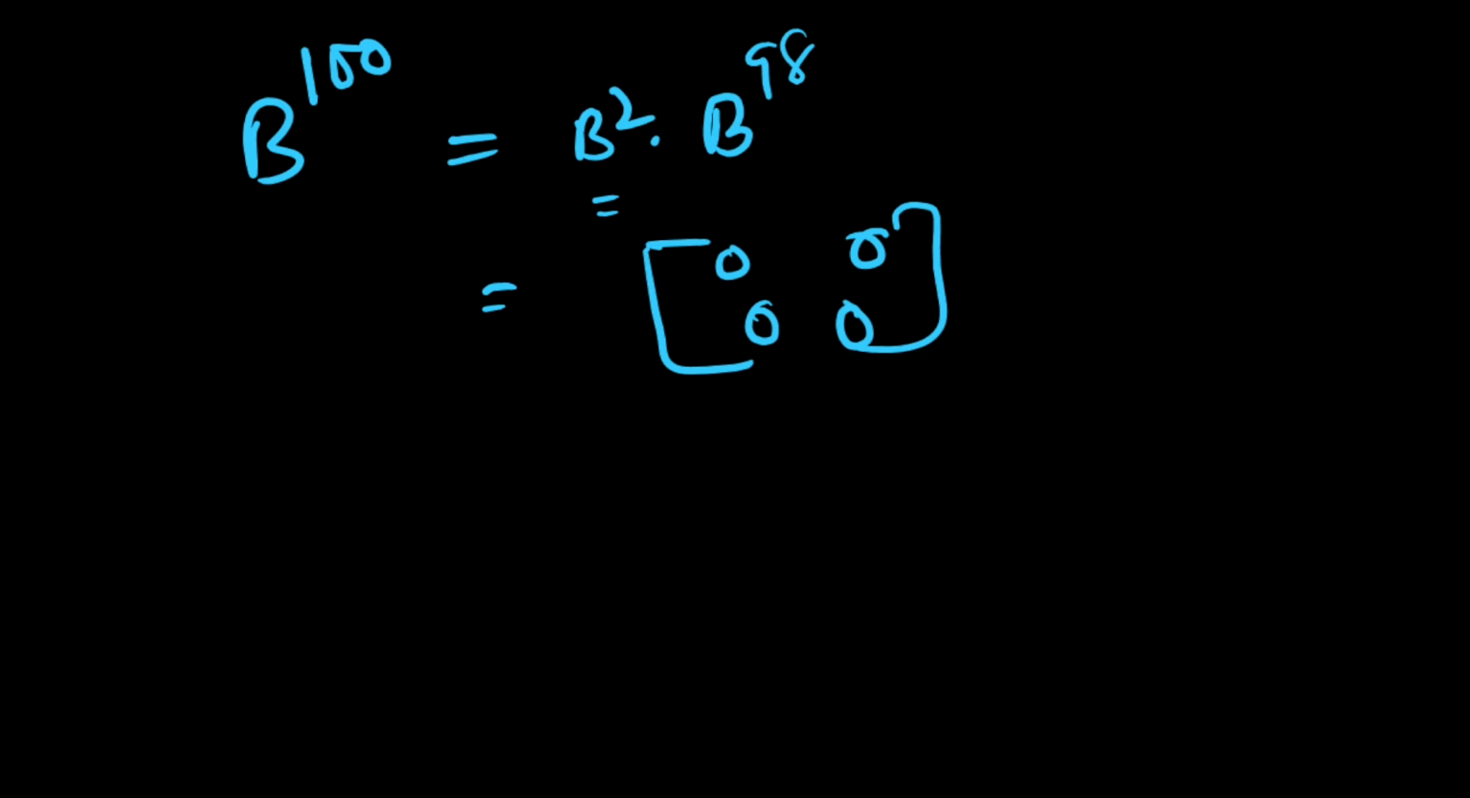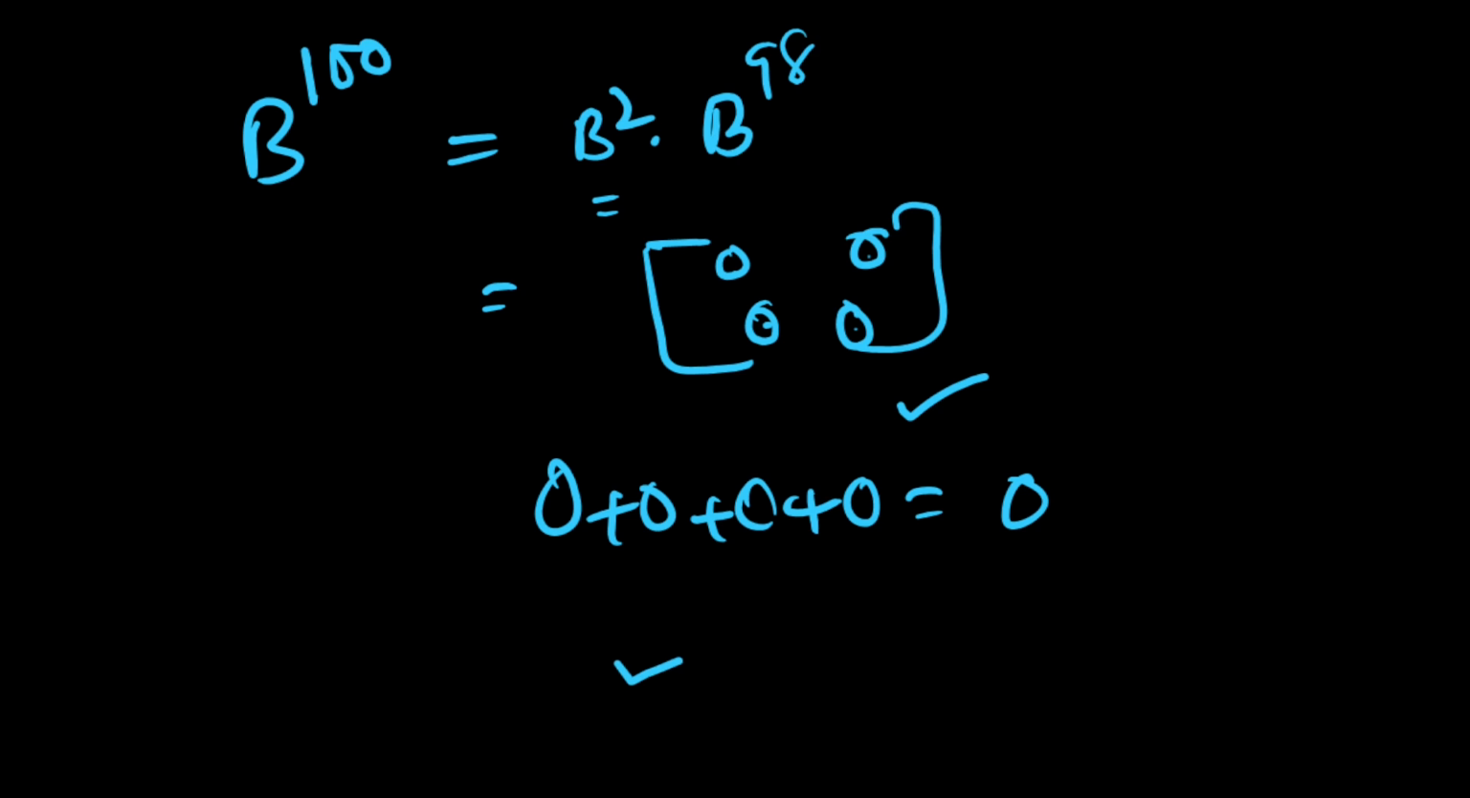So B power 100 is equal to the 0 matrix. So the sum of elements of B power 100 is 0 plus 0 plus 0 plus 0, which is equal to 0. Therefore the sum of all elements of B power 100 is equal to 0. So this is the final answer.